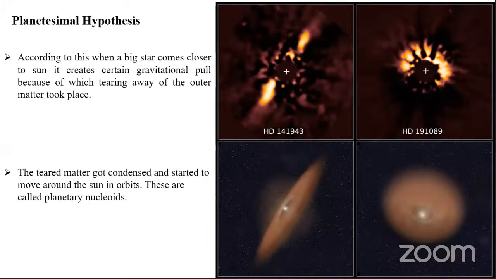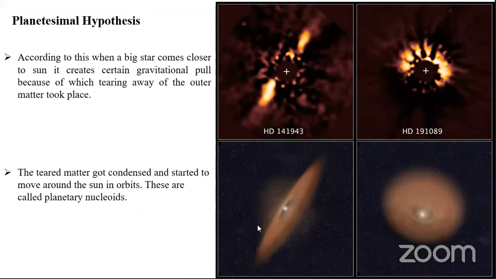This is the planetesimal hypothesis. Actually, maybe there is one kind of small theorem. What will happen? Some big star, or whatever it might be, came very close to the sun, and what happened? Part of the sun was blasted, that means matter was torn away. So those blasted, torn-away matter, what happened?